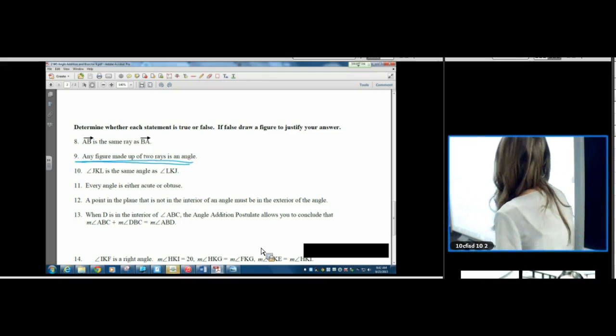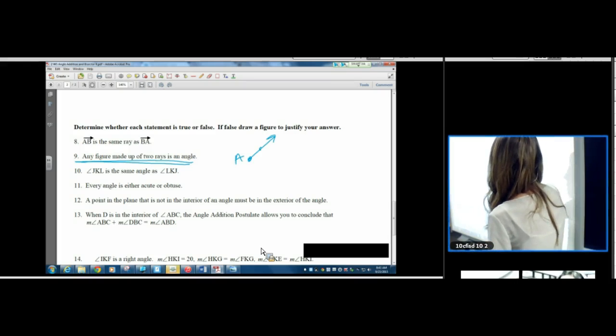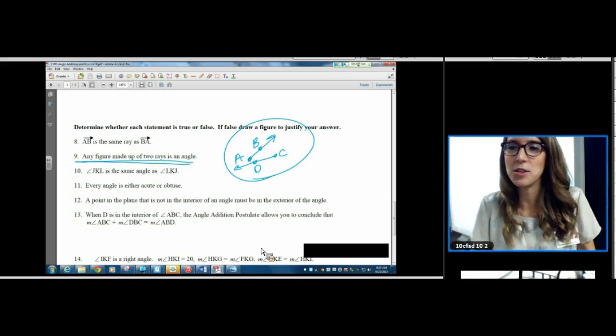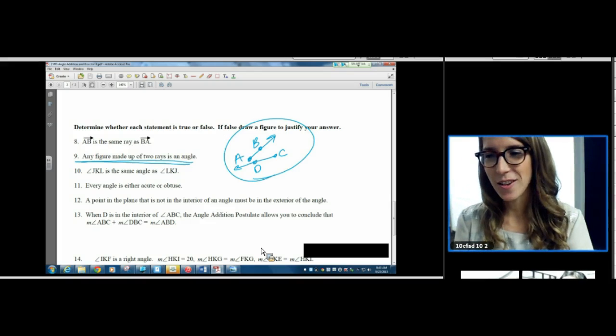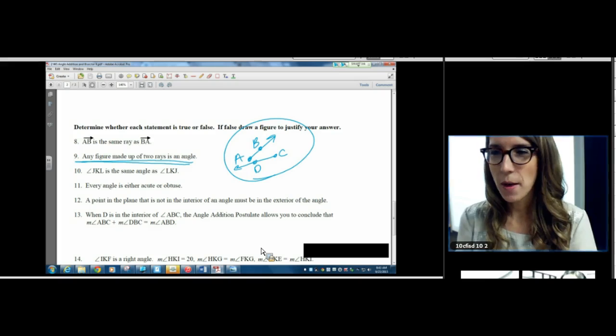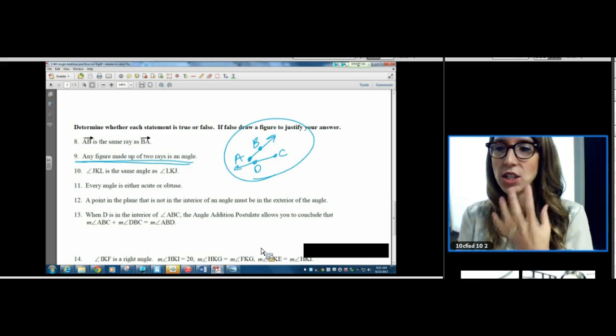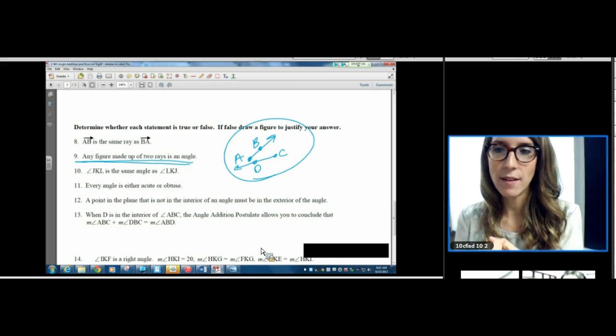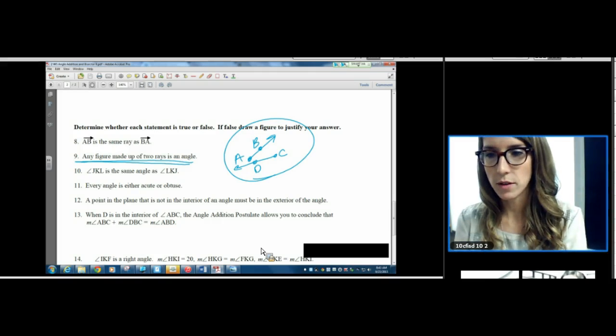So, I mean, technically I could have a figure. Here's ray AB, and then here's ray, I don't know, CD. And that's my figure, and I've got 2 rays, but I don't have any angles at all. So that one's kind of silly, but anytime you can think of a way to make it false, then that makes the whole statement false.